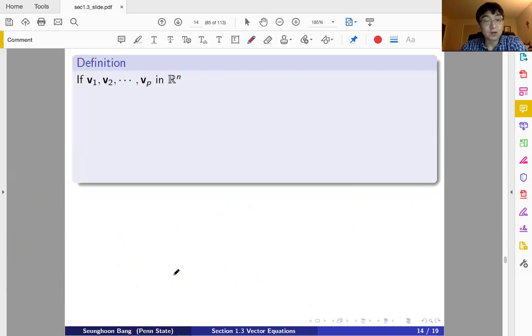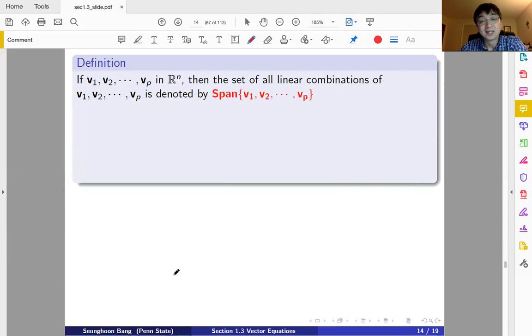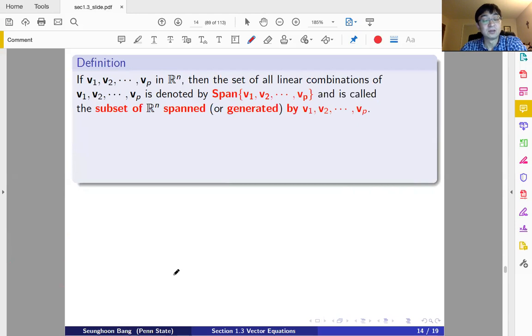So if vectors v1, v2, till vp are in Rn, then the set of all linear combinations of v1, v2 till vp is denoted by the span v1, v2, vp. This is like the exact definition. What is span? The set of all linear combinations of v1, v2, vp. It is called the subset of Rn spanned or generated by v1, v2, vp.